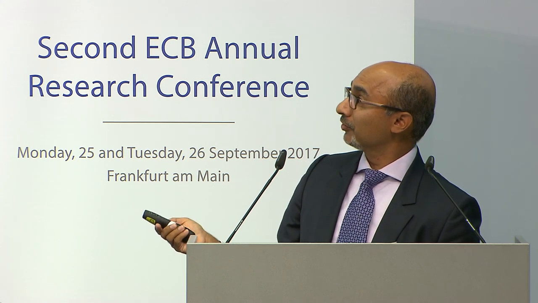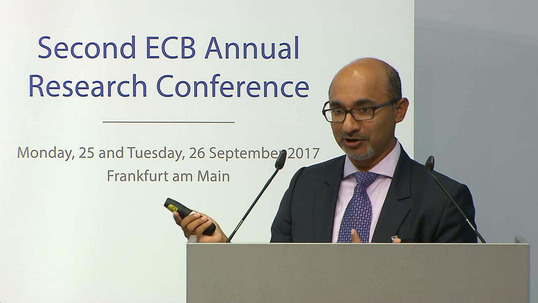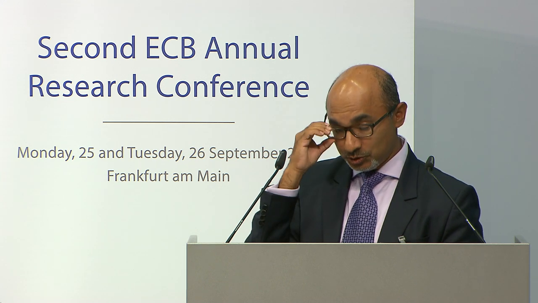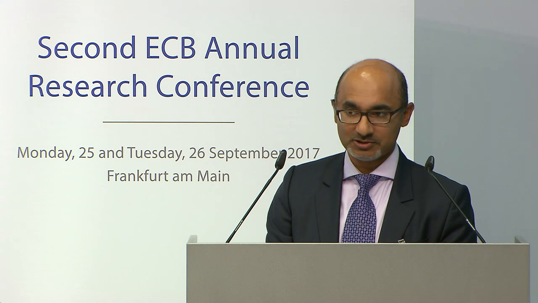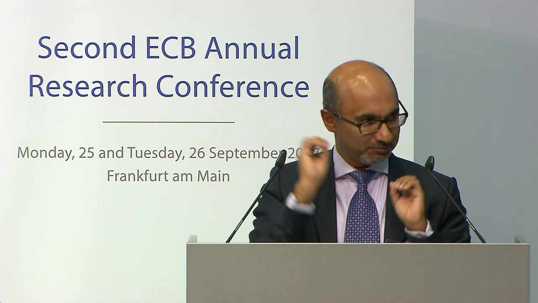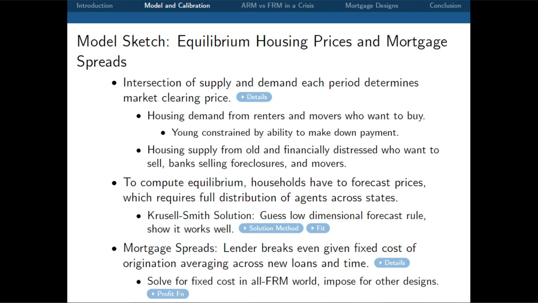All right, so that is the model. I'm not going to show you any equations. Hopefully, I've given you enough of a sense of what is in the model that most of you can fill in the details. There are two equilibrium objects in this model. The model is mostly partial equilibrium in the sense that income processes I'm just going to throw in exogenously, choosing them to match life cycle income profiles. There's only two equilibrium objects. The first one is home prices.